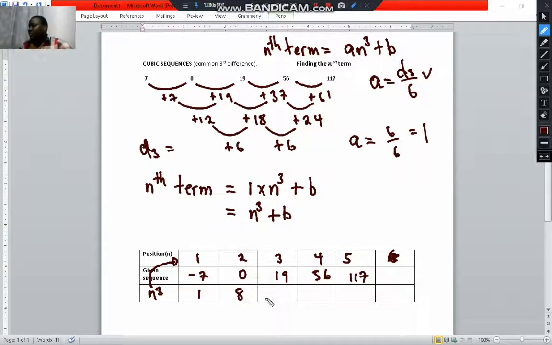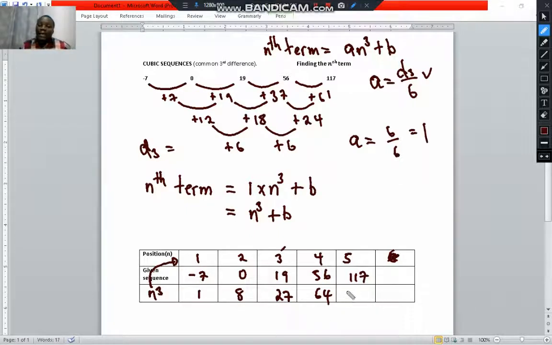Let me just confirm, 3 cubed gives us 27. 4 cubed gives us 64. And 5 cubed gives us 125. All right.